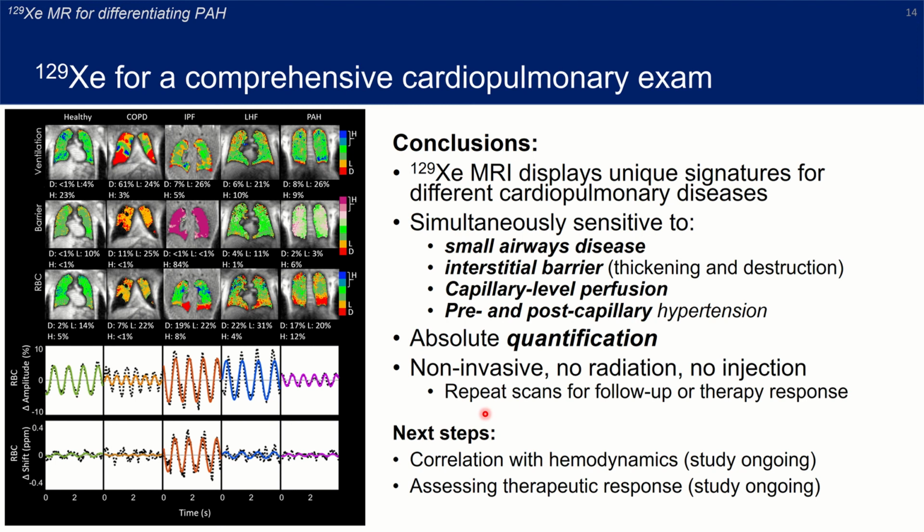So the next steps that we're pursuing right now from a research perspective is in correlating these dynamic spectroscopy changes with hemodynamics from the same day. So getting a right heart catheterization on the same day that a patient gets one of these scans. And then we're also testing therapeutic response. Some of the drugs that we use to treat pulmonary hypertension have a very short half-life. They have an immediate effect. So we're testing whether we can visualize that effect using this technology.